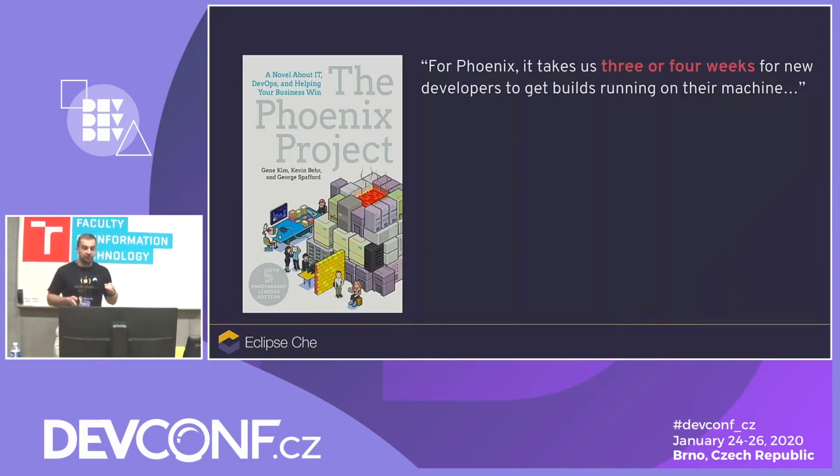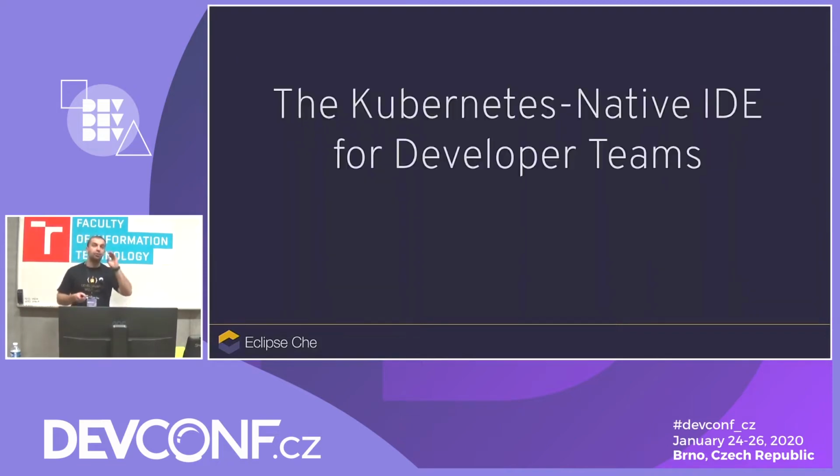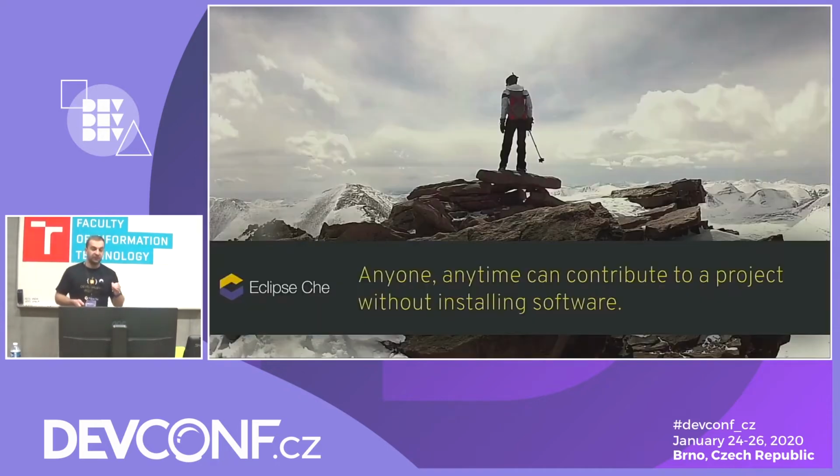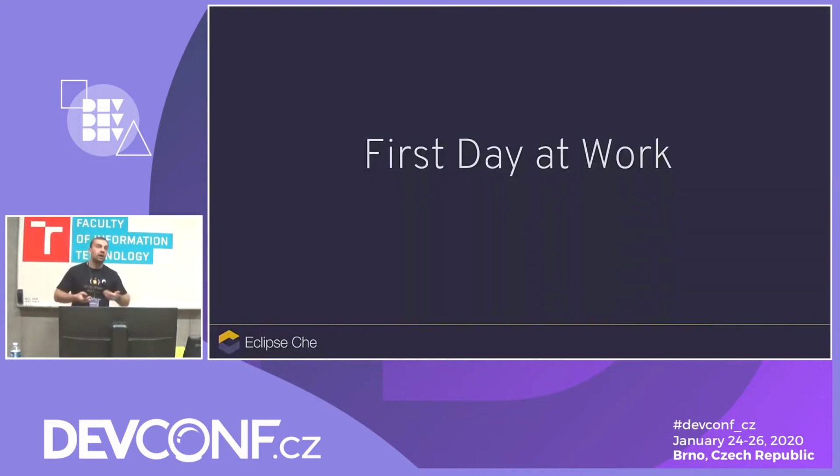So as I said, Eclipse Che is the web IDE, but more importantly, it's a Kubernetes-native IDE for developers and teams. And the motto of the project is that anyone, anytime, can contribute to a project without actually installing software. And now I want to show you how it feels to develop the Che way. So let's imagine it's your first day at work, you're in a new company, and you are assigned to a new project.